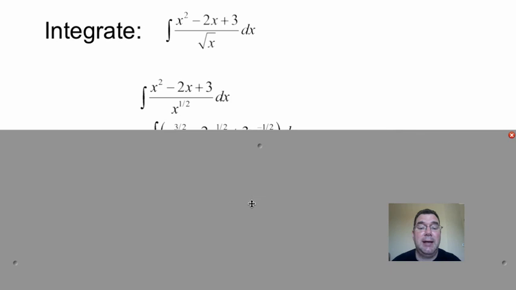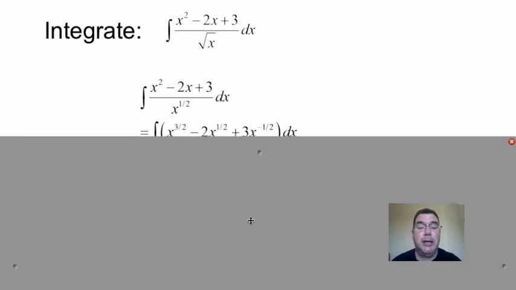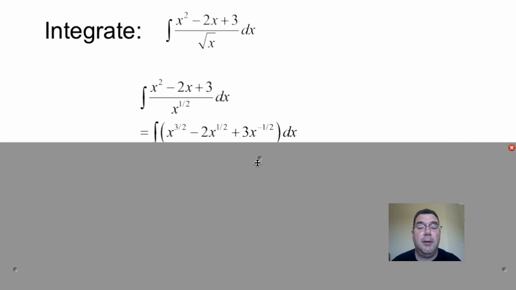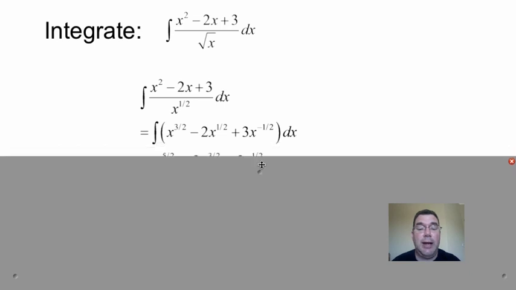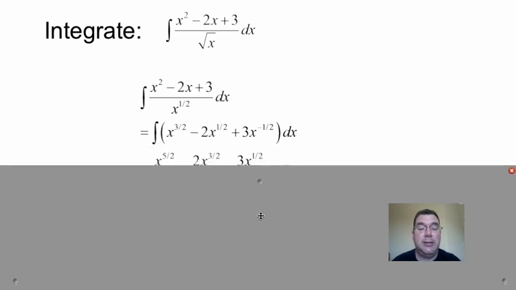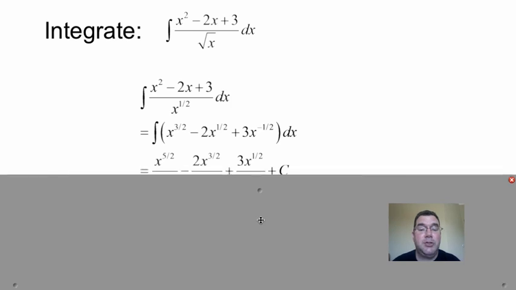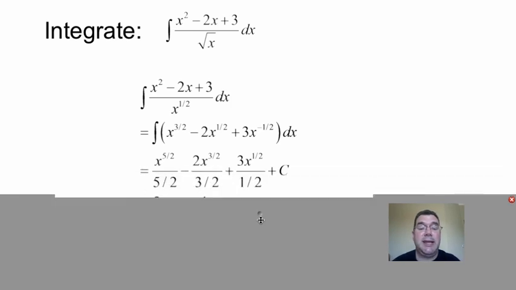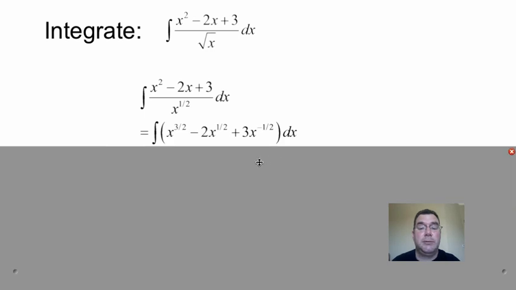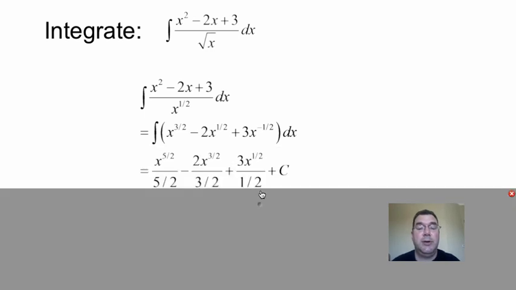And when I do that, I get x to the 3/2 minus 2x to the 1/2 plus 3x to the negative 1/2. And then I have to take the antiderivative from there. Okay, so the antiderivative of x to the 3/2 is x to the 5/2 over 5/2. The antiderivative of 2x to the 1/2 is 2x to the 3/2 over 3/2. And the antiderivative of 3x to the negative 1/2 is 3x to the positive 1/2 over positive 1/2.